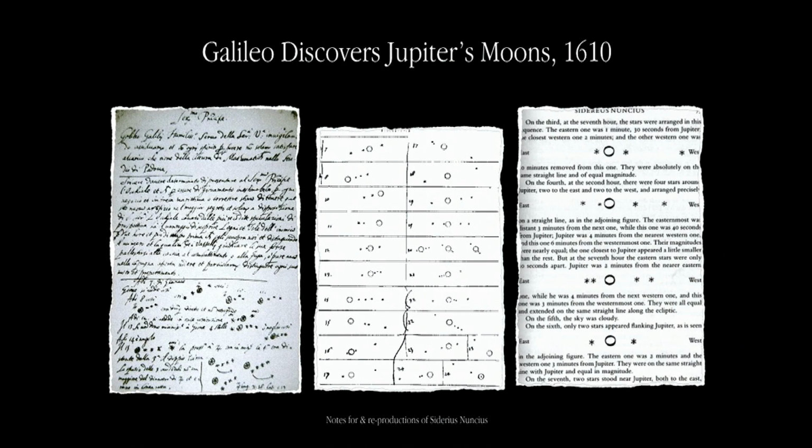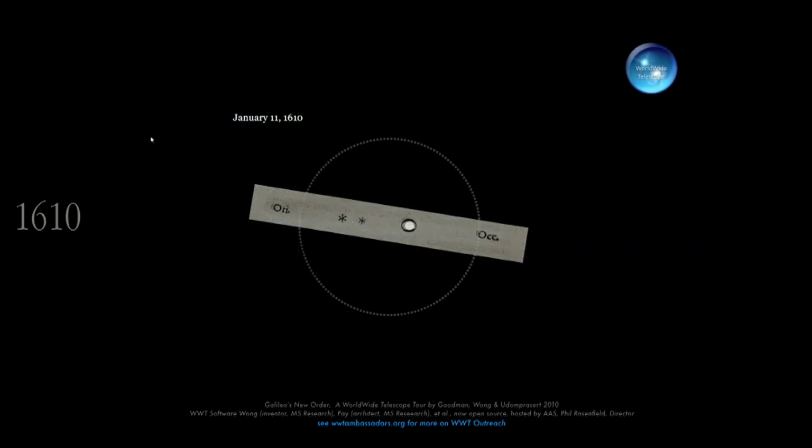Okay, so these are Galileo's hand-drawn notes, his cleaned-up notes, and his final published drawing of Jupiter and its moons, which at the time he didn't know were moons. And I don't have time to explain the beautiful typography story of those three panels to you, but instead what I'm going to show you is what we could do in WorldWide Telescope.